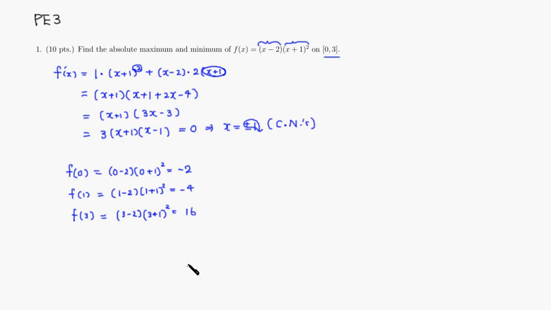All right, so you can see the largest value is positive 16, so this is our absolute maximum value. So we found that. Then the smallest is obviously negative 4. This is our absolute minimum value.